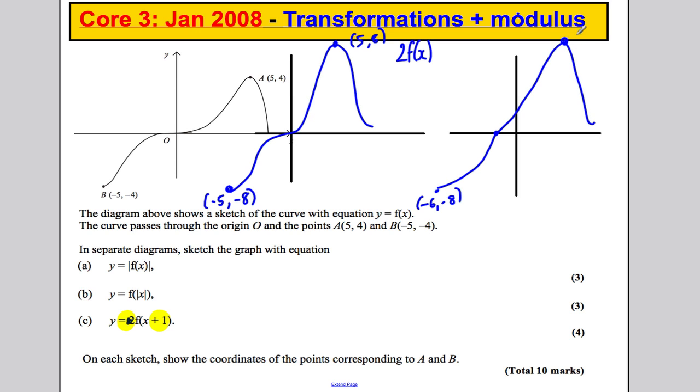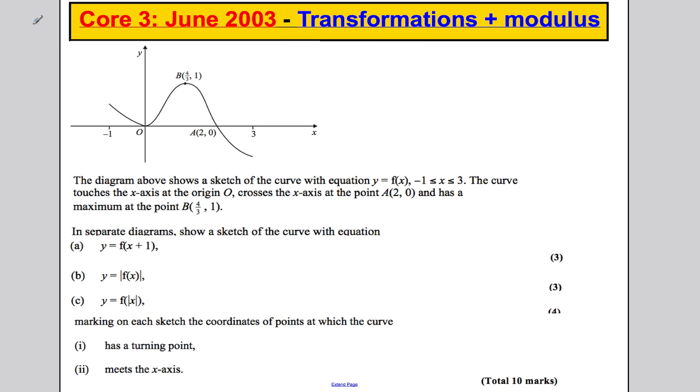And this point here would be 4, 8. This point here would be, we don't know the x value of that point, but we know this point here has been shifted 1 unit in that direction, and we're done. Okay, next question. Pause the video, have a go.